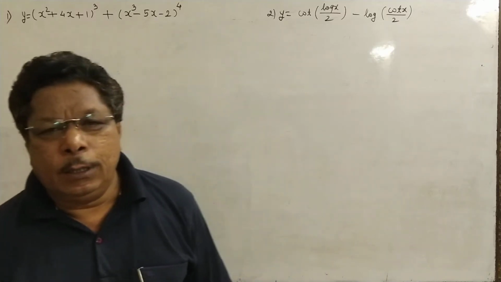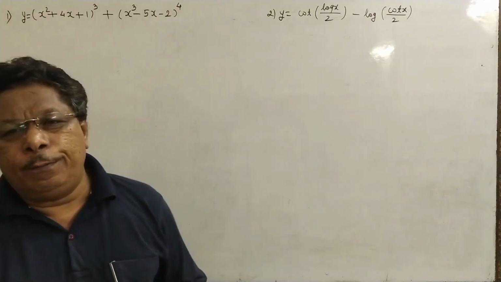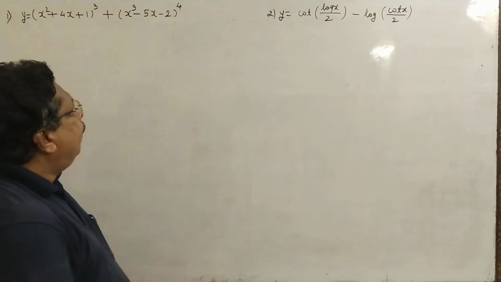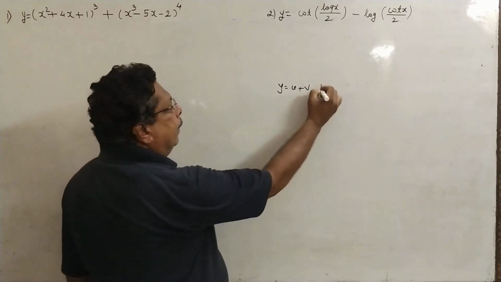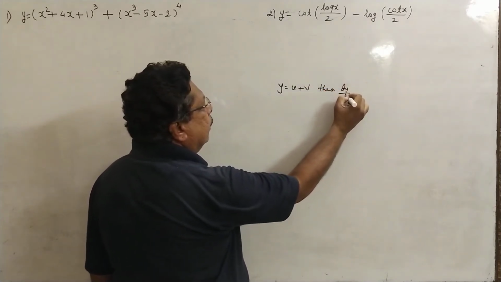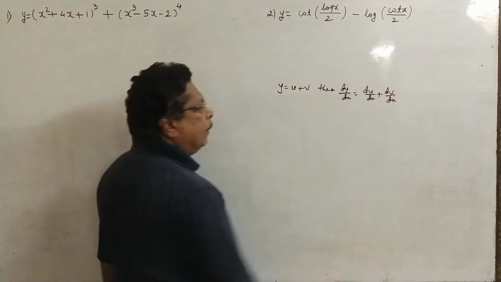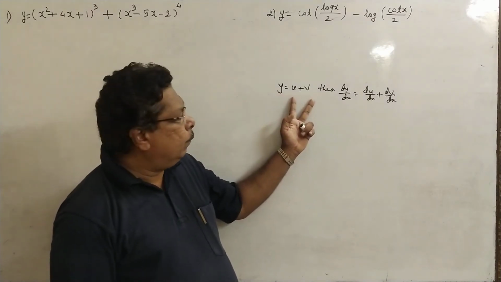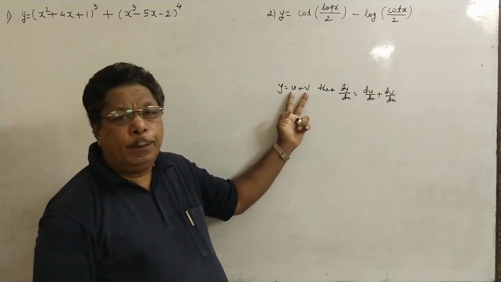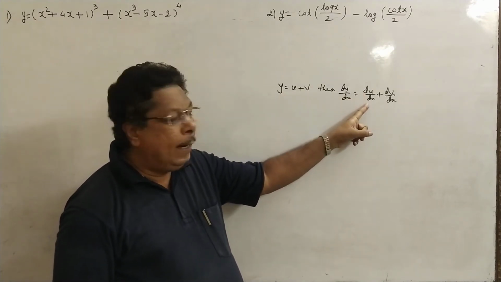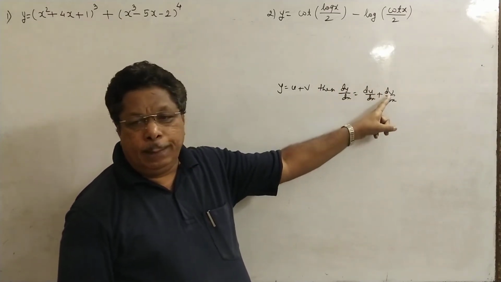Hello students, today we are going to see the problems which are based on basic rules of differentiation. If y equal to u plus v, then dy by dx is equal to du by dx plus dv by dx. If y equal to u plus v, then the derivative of y with respect to x is dy by dx, the derivative of u with respect to x is du by dx or d by dx of u. Similarly, the derivative of v is dv by dx, or d by dx of v.